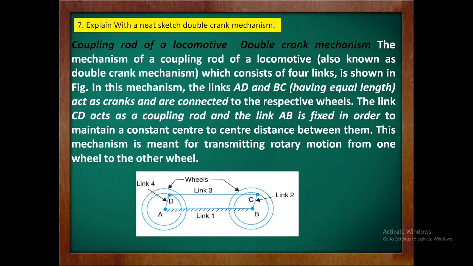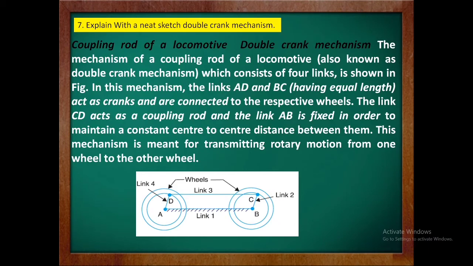Explain with a neat sketch double crank mechanism. Double crank mechanism is also known as a coupling rod of a locomotive. Here this mechanism we can see in the railway engines, that is the railway engine that moves on the railway track. It has the same mechanism.